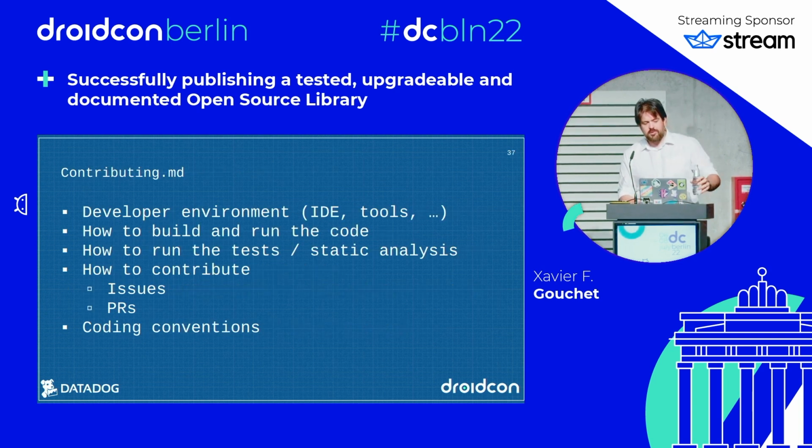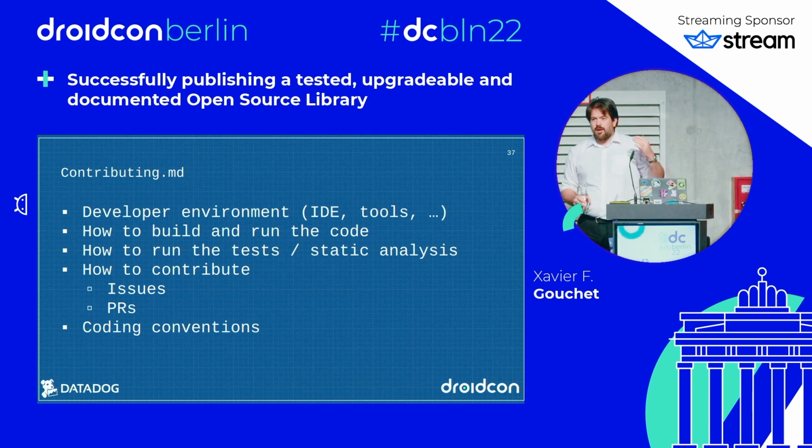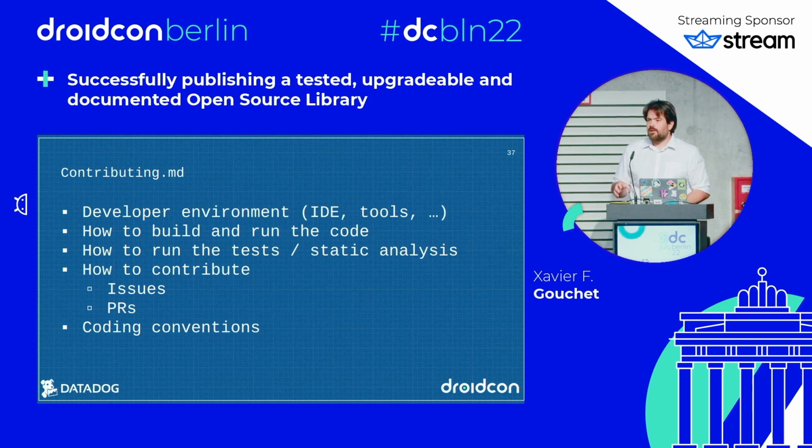So when you decide to go open source, one of the first things that you want to do is write this CONTRIBUTING.md file. It's a markdown document that basically explains how to contribute to this repository. You can explain the developer environment, the IDE, the tools, any specific program that you need to install on your local development machine to be able to build and run the code. Then you have the description of how to actually build and run the code. Usually with Android libraries, it's pretty easy. You say, yeah, open Android Studio, click the run button, and it works.